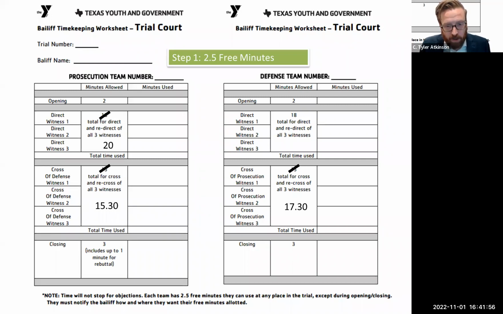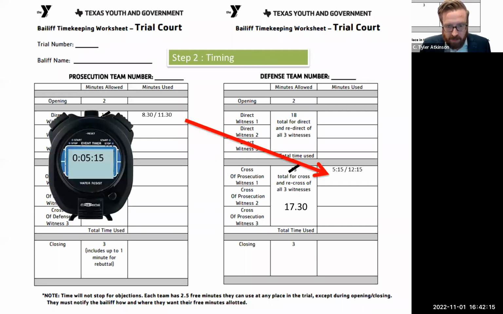That's our step 1. So here they used 2 minutes for prosecution for their direct, and they put 30 seconds on cross. The defense here just decided to add all 2.5 minutes to their cross-examination. Step 2 is timing.